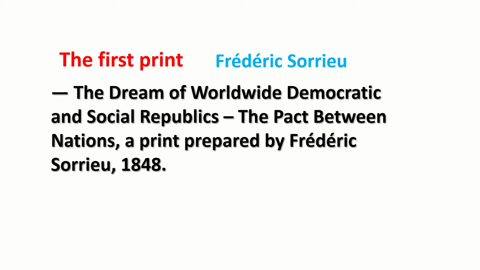So in so many competitive exams, this question is expected to come: the first print is related with whom? It means Frederick Sorrieu, and some other four names will be given. Out of that, we have to select one. Okay, then what is the title of Frederick Sorrieu's painting? The title is The Dream of the Worldwide Democratic and Social Republics, The Pact Between the Nations. This is the title of that painting.